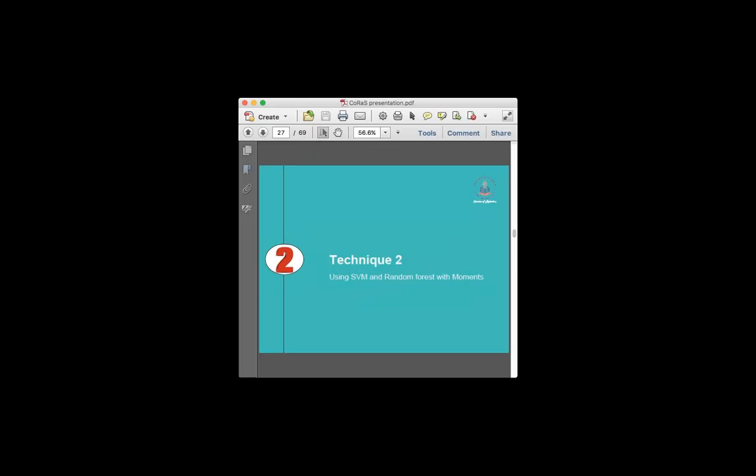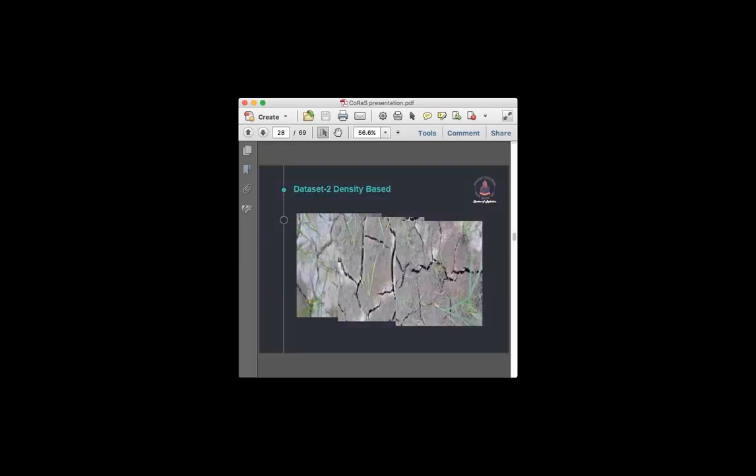So the second technique that we used is SVM and random forest with moments. Next slide, please. I know I have less time, so I'll quickly go through these slides. So this is the data set which is based on density of the crop. Next slide, please.